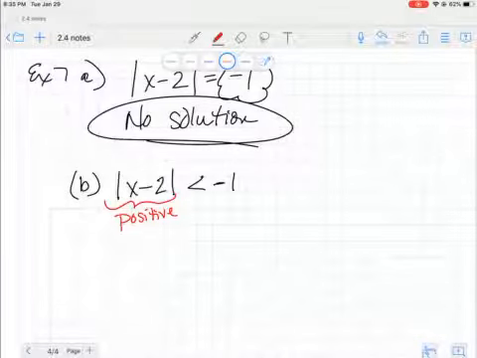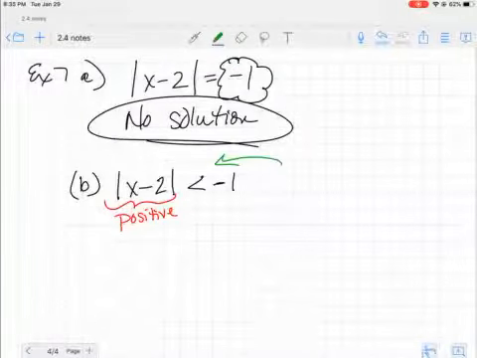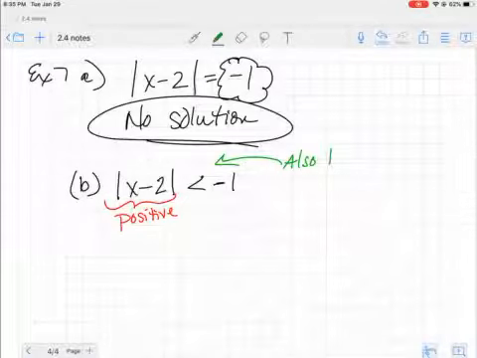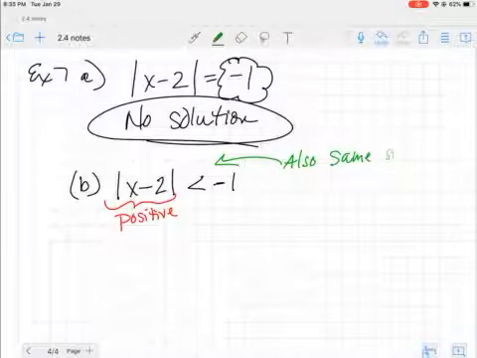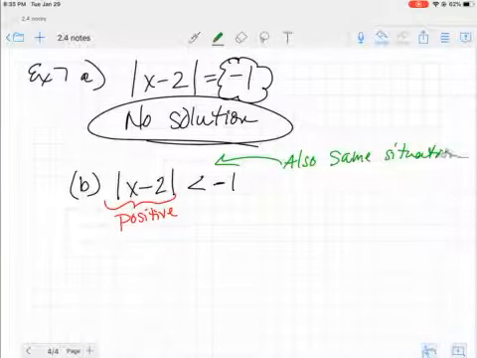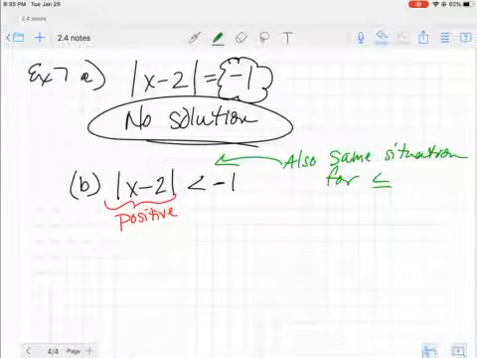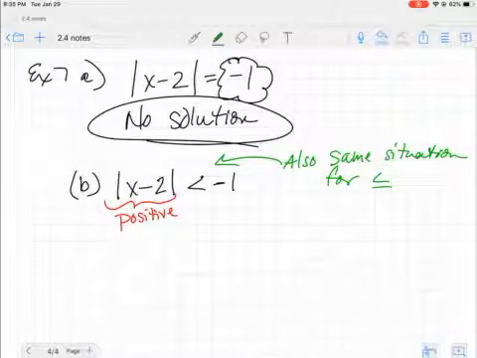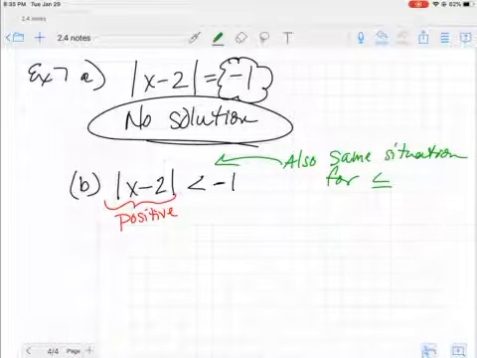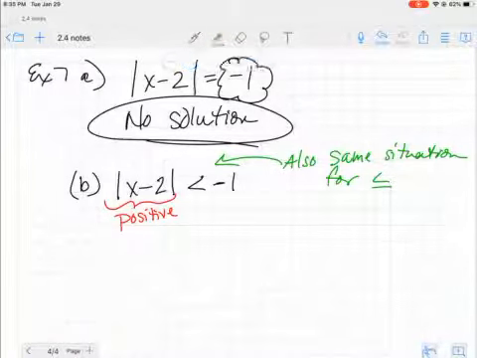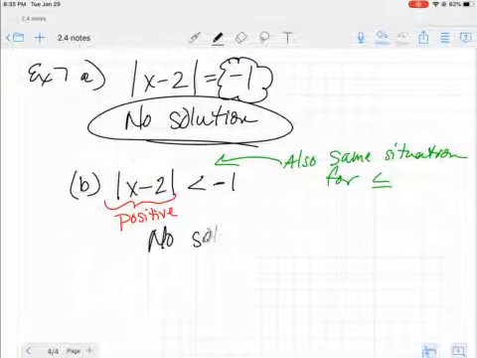Now, this particular problem has a less than. Notice this is also the same situation for less than or equal to. This one happens to be a less than, but the less than or equal to is synonymous. Because there's no possible way for a positive number to be less than that negative number, yep, no solution. We're back at it again.